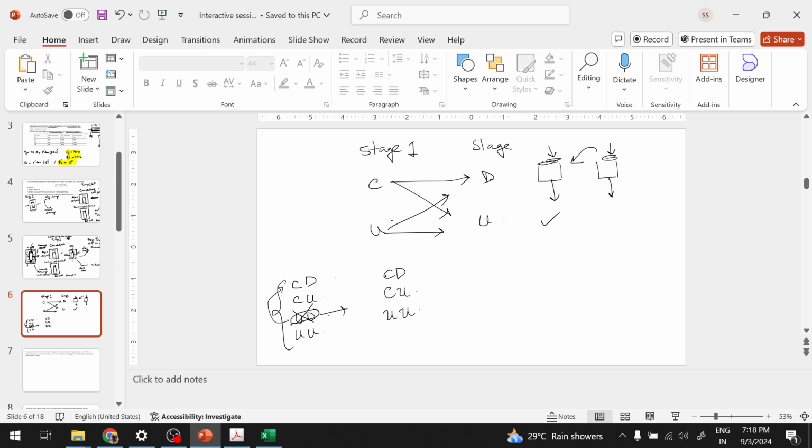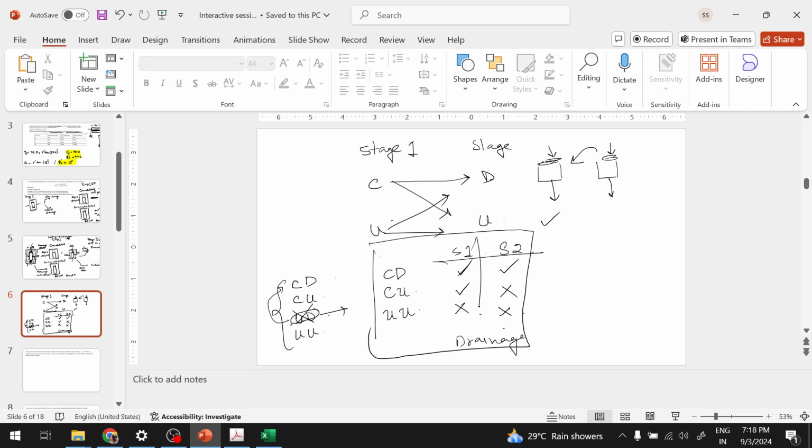So basically, these are the three cases that we experience, that is consolidated drained, consolidated undrained, and unconsolidated undrained. In stage 1, we allow drainage, we don't allow drainage here. And in stage 2, we allow drainage, we don't allow drainage, and in this both cases we don't allow drainage. This is drainage. So this is about the different types of triaxial tests that can be conducted in a lab.